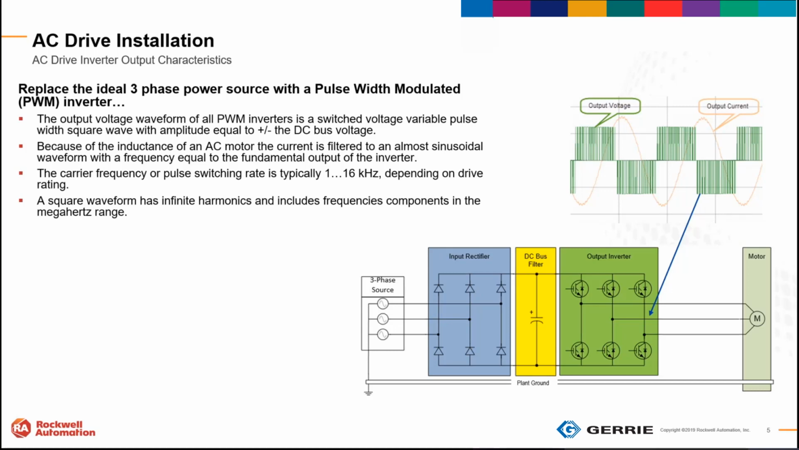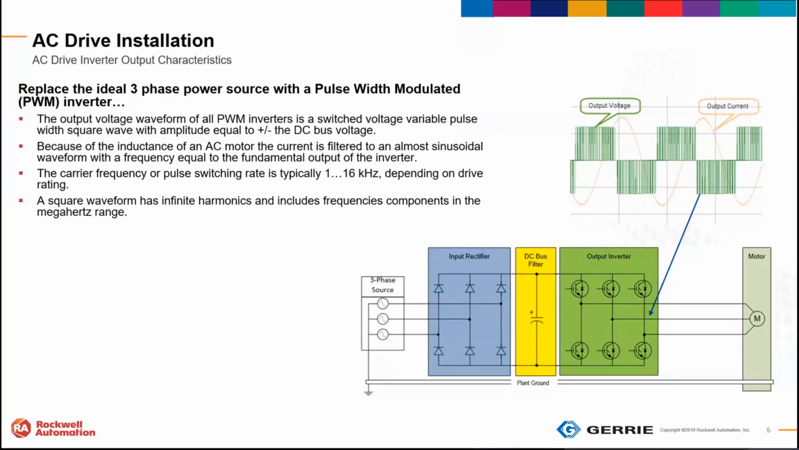So what do we actually see? What is the drive actually doing here? In this case, we're looking at the output waveform of the PWM inverters as switched voltage, and the voltage that we're switching is off the DC bus. The green trace in this plot is the output voltage, and it consists of a series of square waves pulsed with a fixed amplitude equal to plus and minus the DC bus voltage.